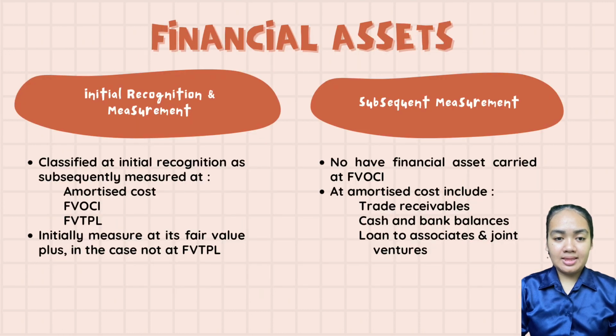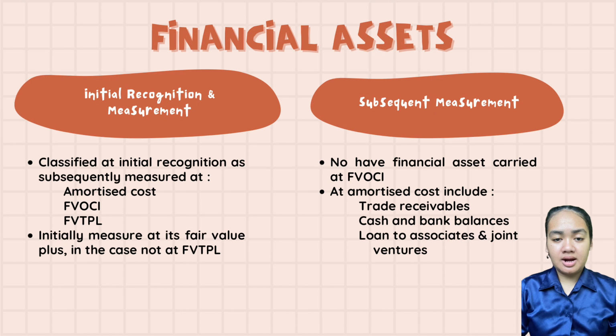Now, we move to analyze the annual report, starting with initial recognition and measurement of financial assets. Initial recognition: a financial asset is recognized in the statement of financial position when an entity becomes a party to the contractual provisions of the instrument. Initial measurement is at the fair value of the consideration given, either inclusive or exclusive of transaction costs. WCT Holdings Berhad's financial assets are classified at initial recognition as subsequently measured at amortized cost, fair value through other comprehensive income, and fair value through profit or loss.